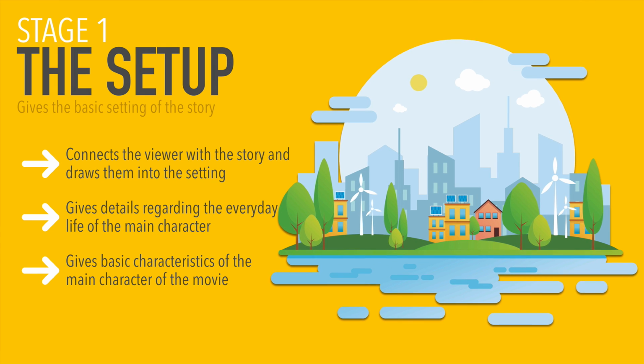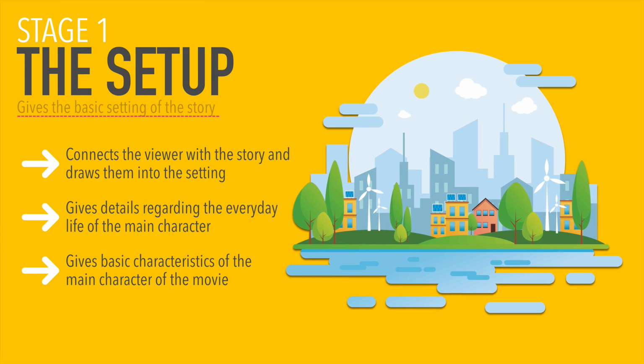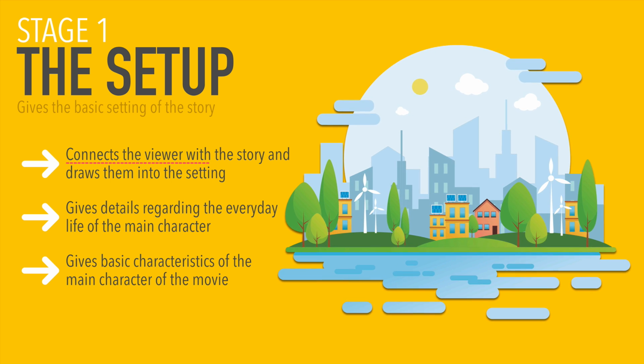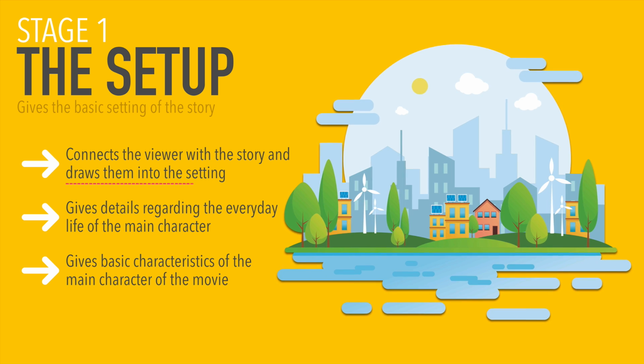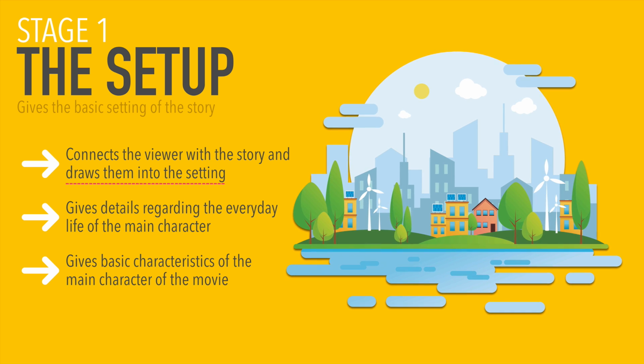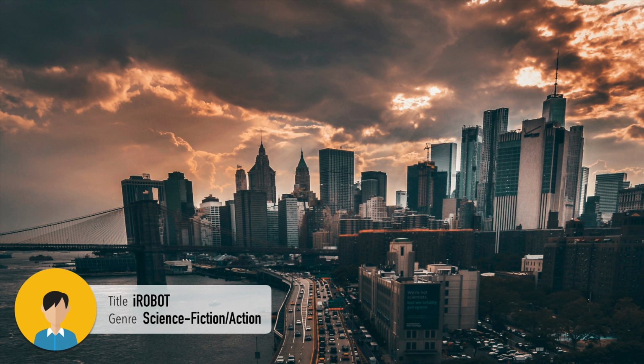But let's look at stage number 1, the setup. See, the setup gives the basic setting of the story. It connects the viewer, which is you, with the story and draws them into the setting. It gives details regarding the everyday life of the main character, and it also gives basic characteristics of the main character of the movie. So let's look at a few examples.